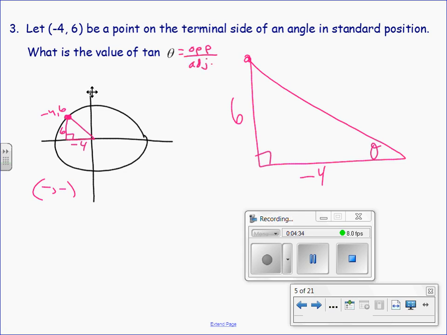What's the opposite side? What's the adjacent side? And I'm guessing if it's a multiple choice question, that would be reduced down. So go with 3 over negative 2. Divide the top and bottom by 2.